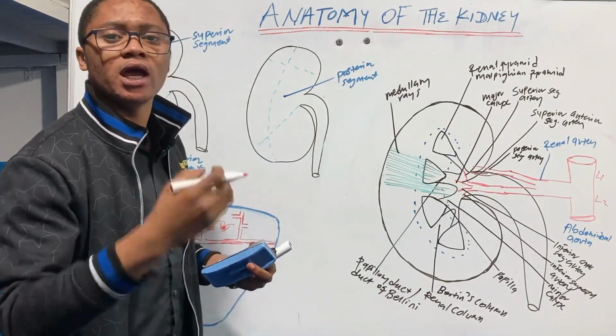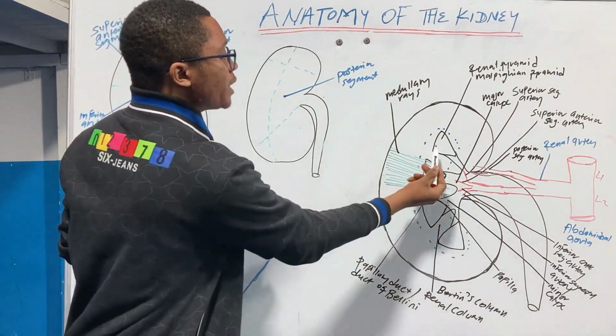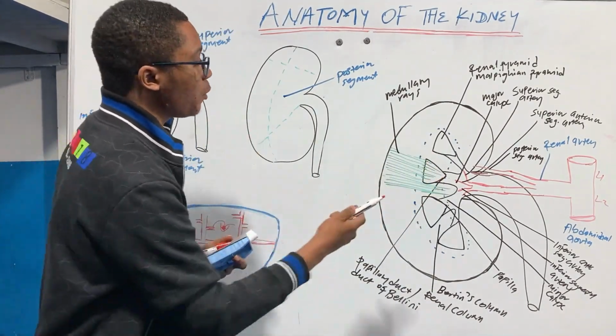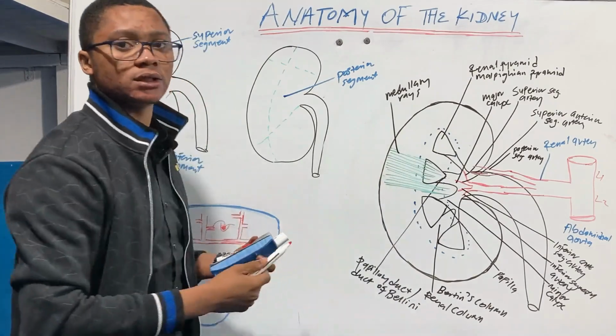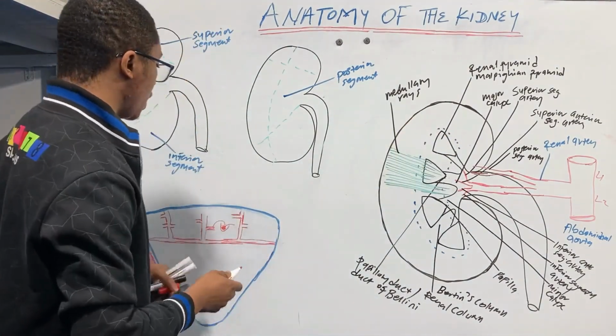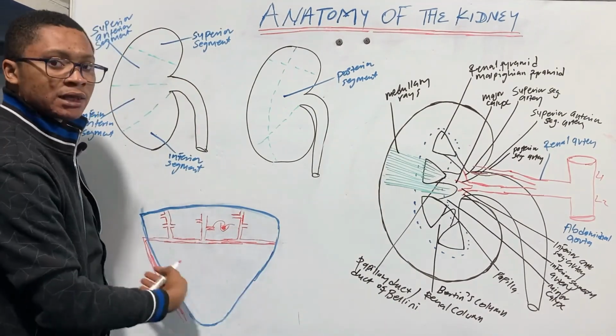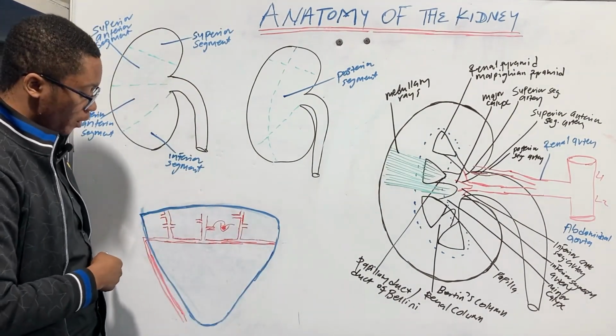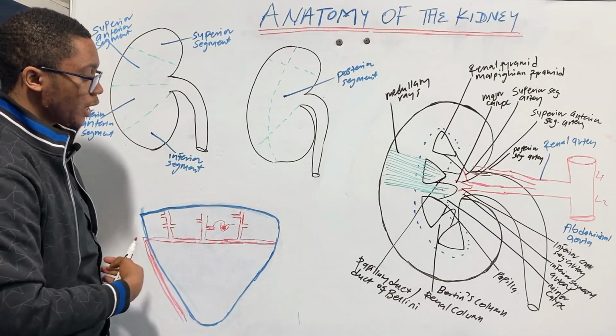What is a renal lobe? A renal lobe is a renal pyramid alongside its surrounding cortex. A renal pyramid with its surrounding cortex is called a renal lobe. So this is like an enlarged renal lobe.